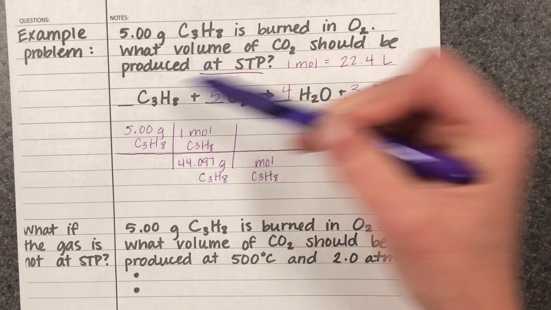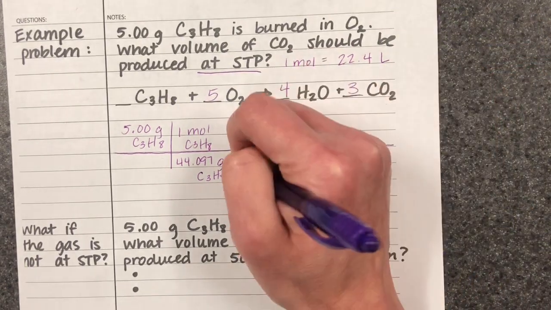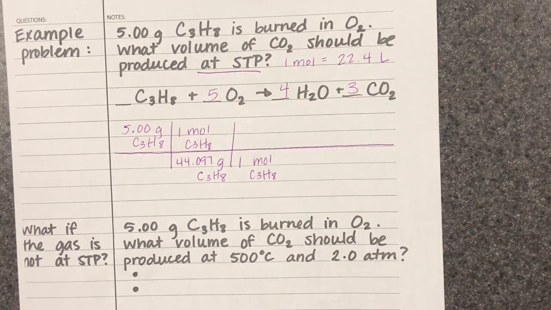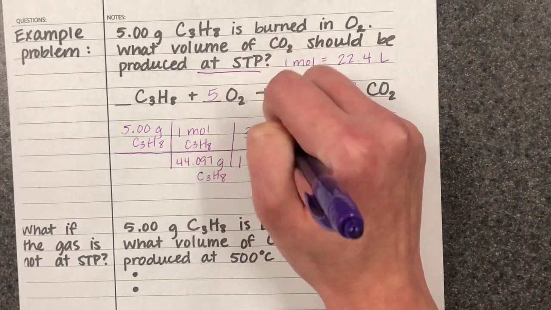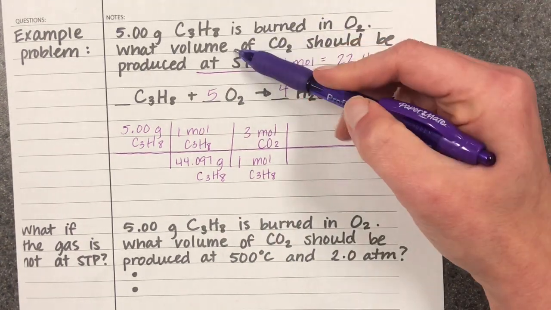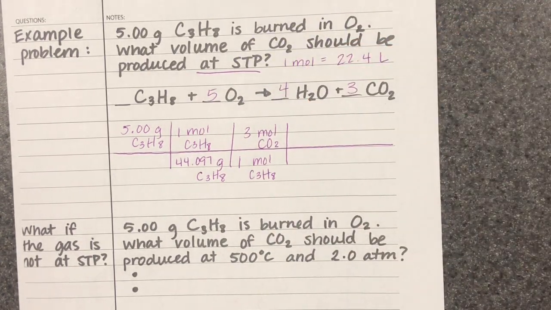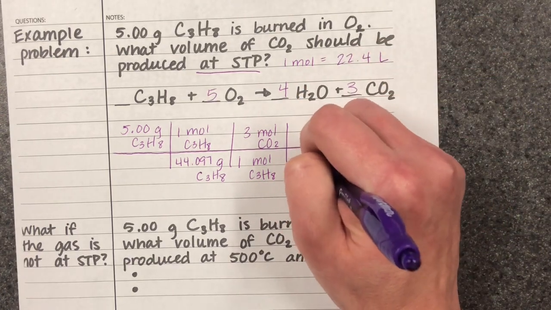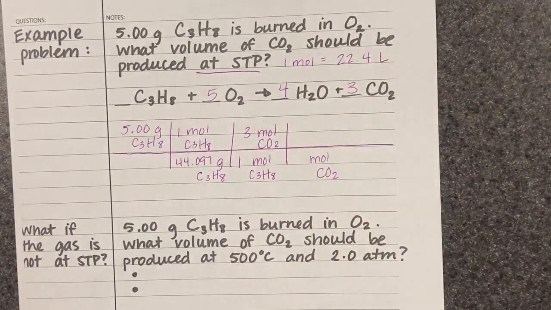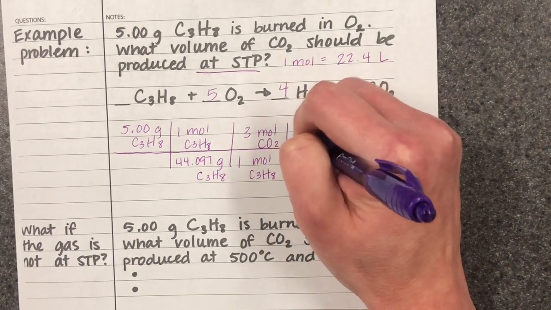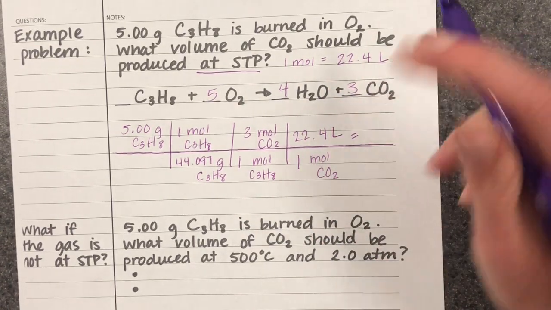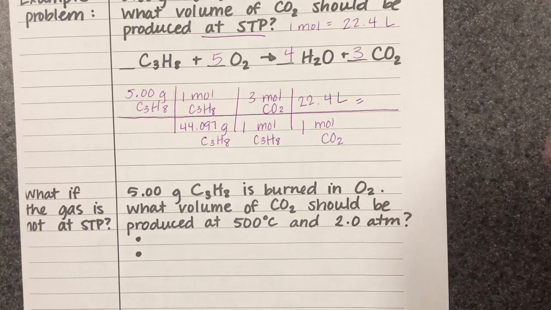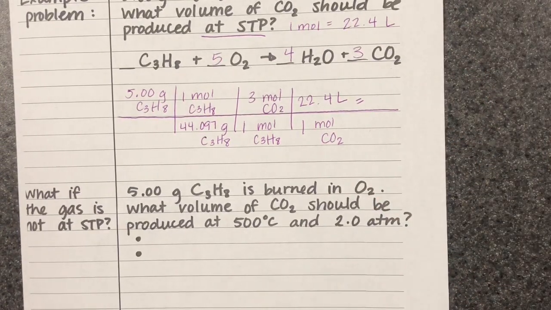And if I look at my balanced chemical equation, for every 1 mole of C3H8, we produce 3 moles of carbon dioxide. But I want to know volume, aka liters of carbon dioxide. And so what I'm going to do is drop down my unit. Carbon dioxide is a gas. 1 mole of carbon dioxide is going to be equal to 22.4 liters because we're at STP. So I can just use that as a conversion factor within my dimensional analysis.